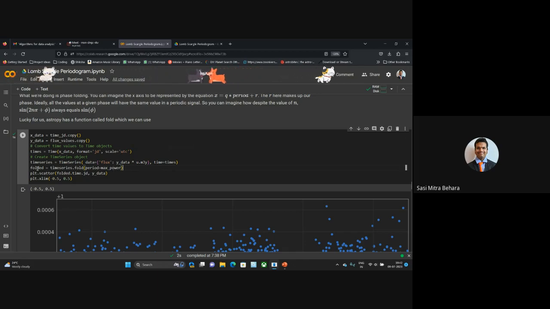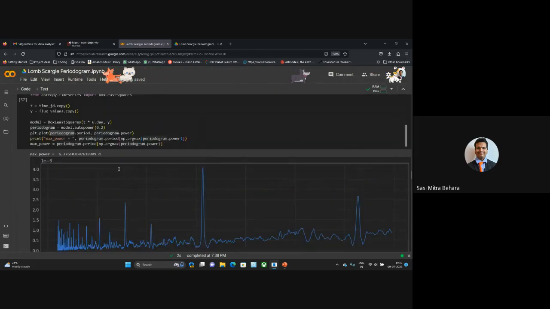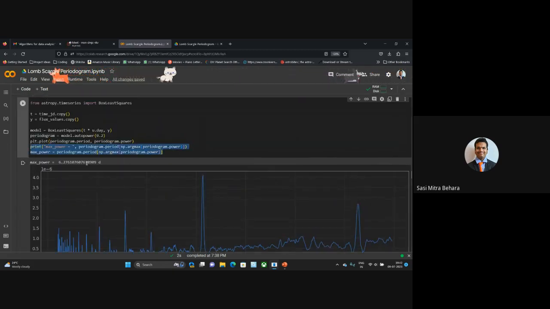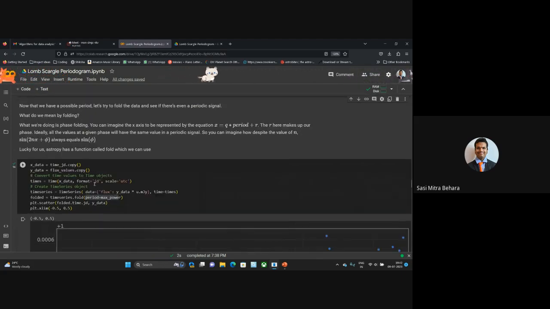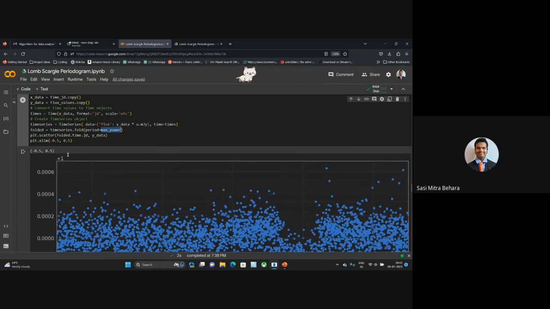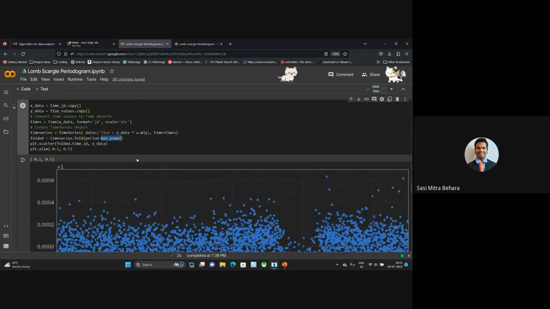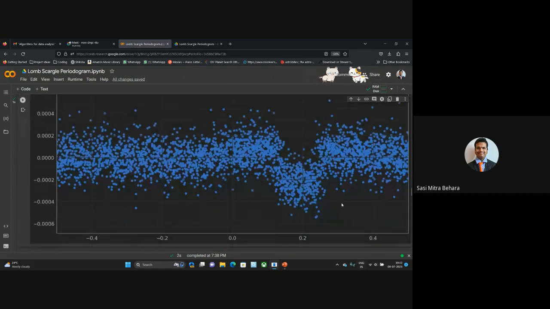And we just ask it to fold, and we specify the period to be whatever period of maximum power that we found. We just give it that value as the period, and we scatter plot over the periodic phase. Now if you notice, you find that there's the characteristic dip of an exoplanet. So you can imagine this: the telescope is looking at the star throughout all of this period, and it's not noticing any major fluctuations in the brightness.